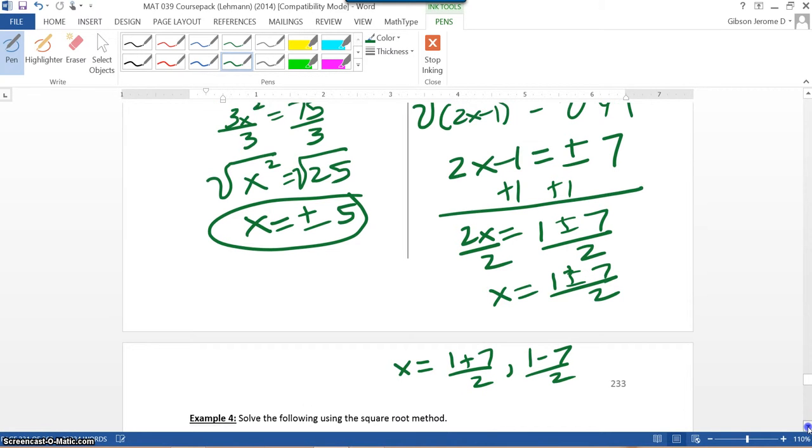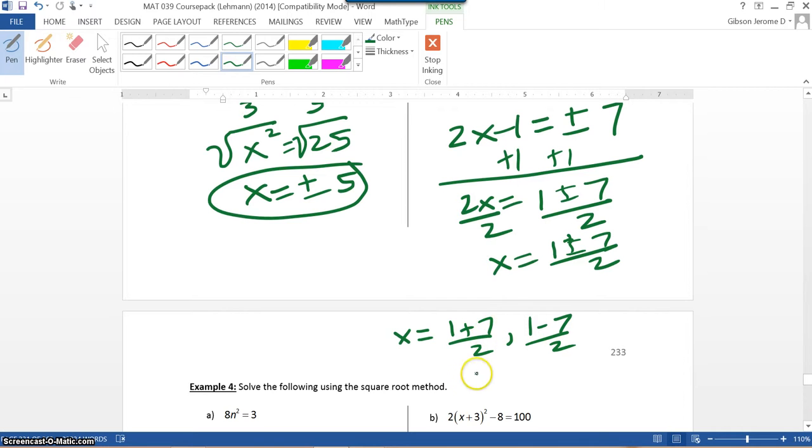Now we know that 1 plus 7 is 8, and divided by 2 is 4. So we will have 4 as our first answer. 1 minus 7 is negative 6, divided by 2 is negative 3. So this will be our final answer for that problem.